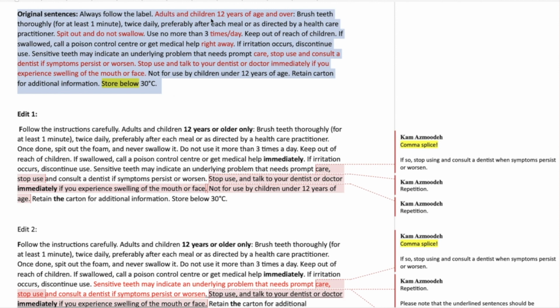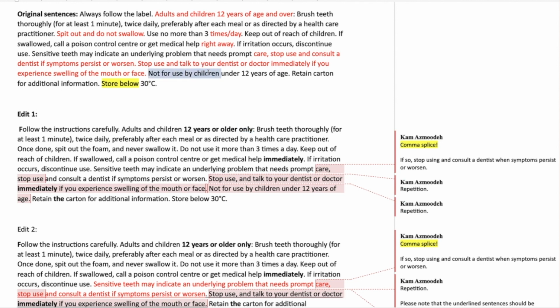"Adults and children 12 years of age and over." Now, take a look at this one, which is way more professional than the original one: "Adults and children 12 years or older only." Now, you may be wondering, Cam, why did you say "only"?